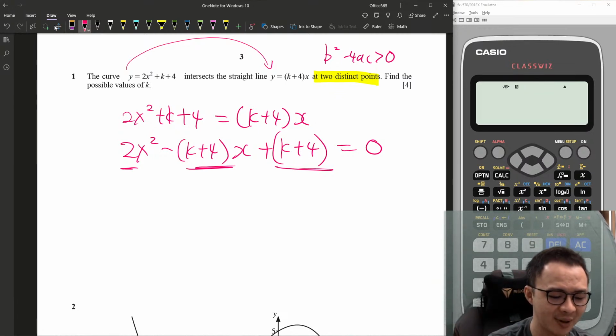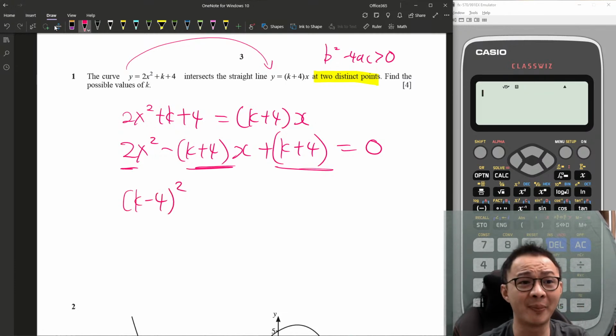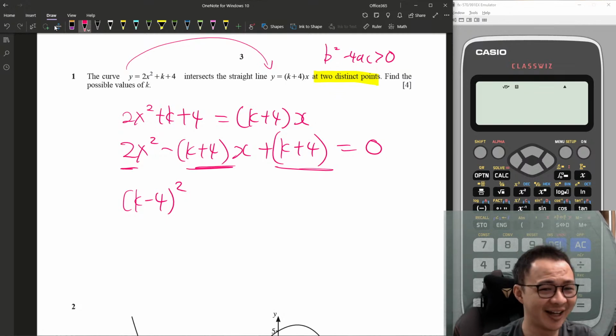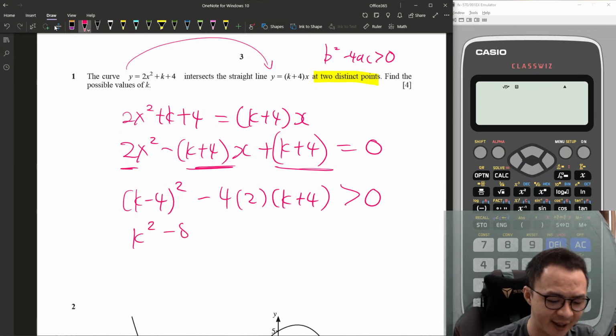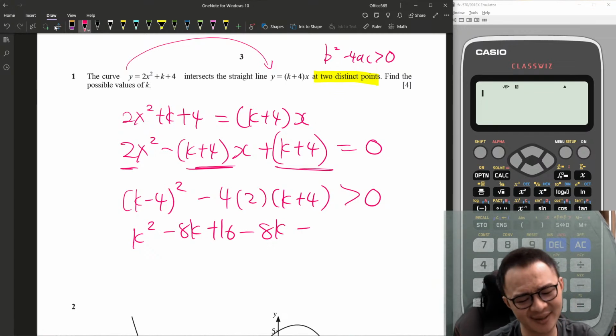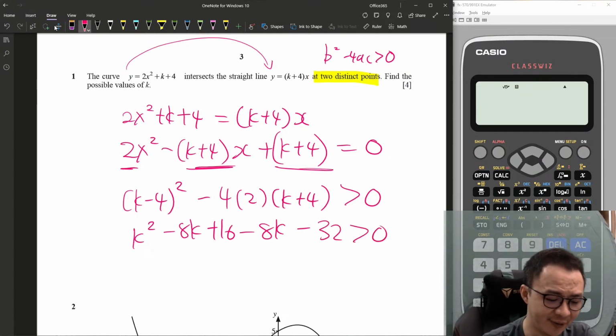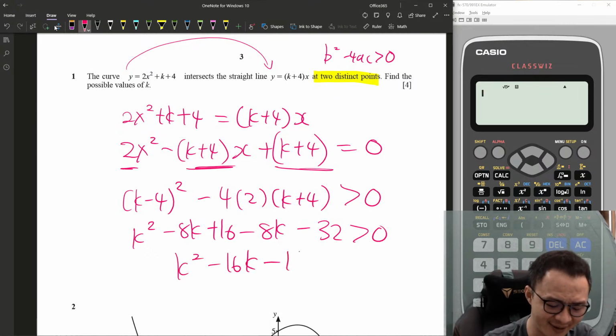Then I can start on this. For b squared, you can put a negative in front or ignore it, never mind, because a negative squared will become positive. So b squared minus 4ac bigger than 0. I will just solve this one: k squared minus 8k plus 16 minus 8k minus 32 bigger than 0. So k squared minus 16k minus 16 bigger than 0.